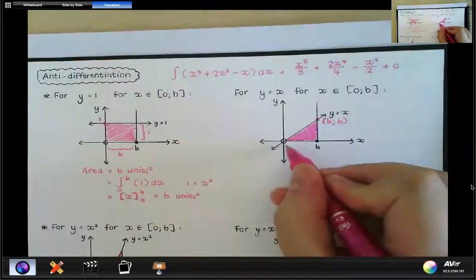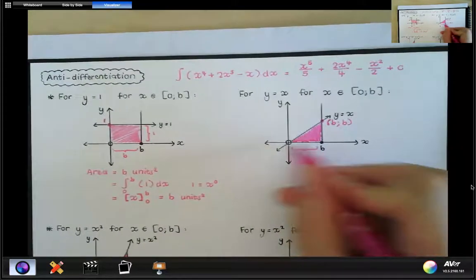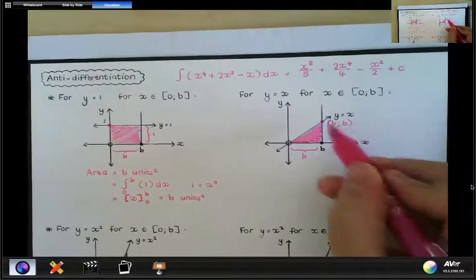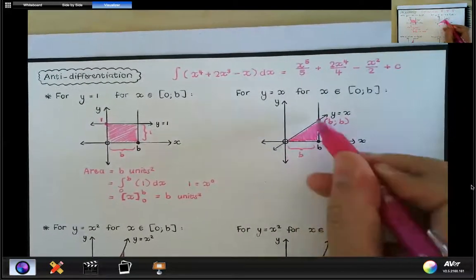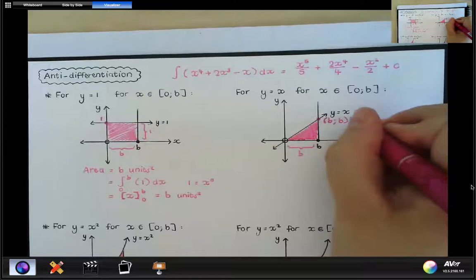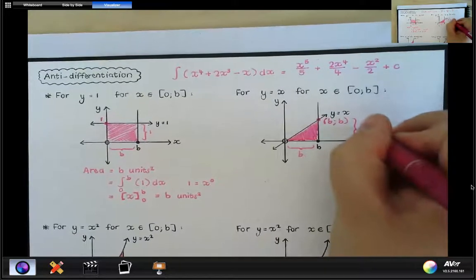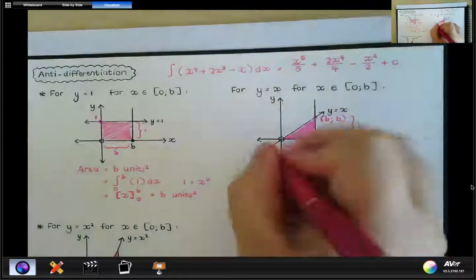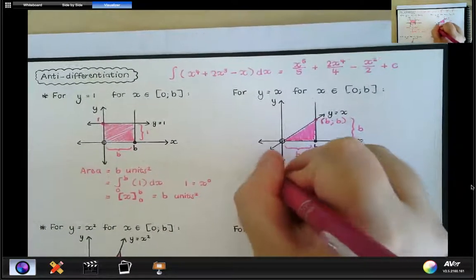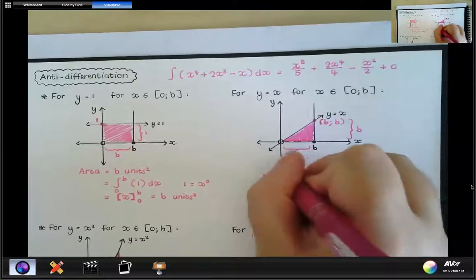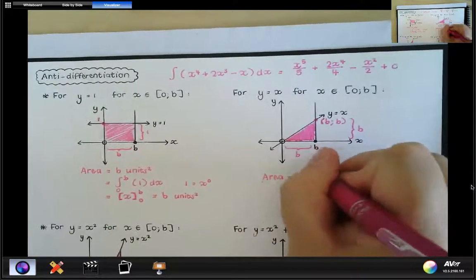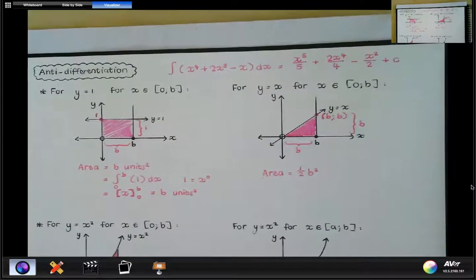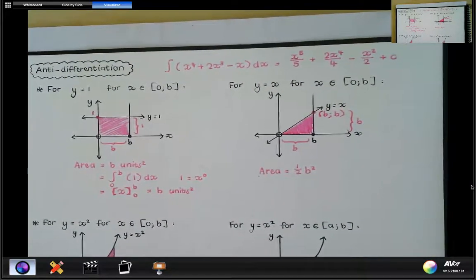What is the length of the base? In this case, we're going from 0 to b, so the length of the base is b. And the length of the perpendicular height, again from y equals 0 to y equals b, so this height is also b. Right, so the area here, if we're approaching it as if it is just a right angle triangle, is going to be a half base, which is b, times perpendicular height, which is b. So a half b squared.